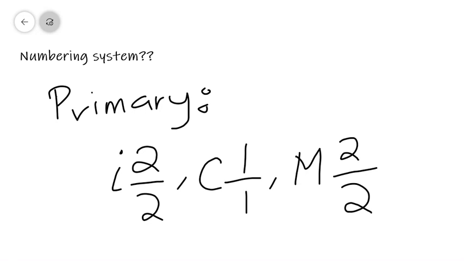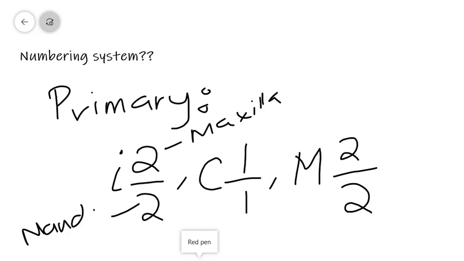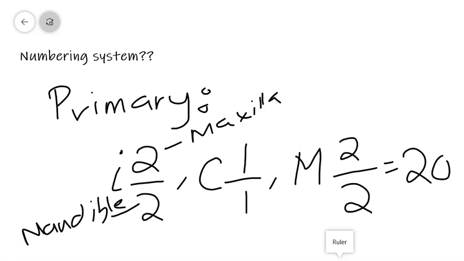In 2 over 2, the dash that is present between them separates it. The upper 2 basically means the maxilla. This incisor number represents maxilla, and the lower number means mandible. This goes for canines and molars too. The upper number represents the maxillary teeth, and the lower number represents the mandibular teeth. And if you add all of them, it equals 20.